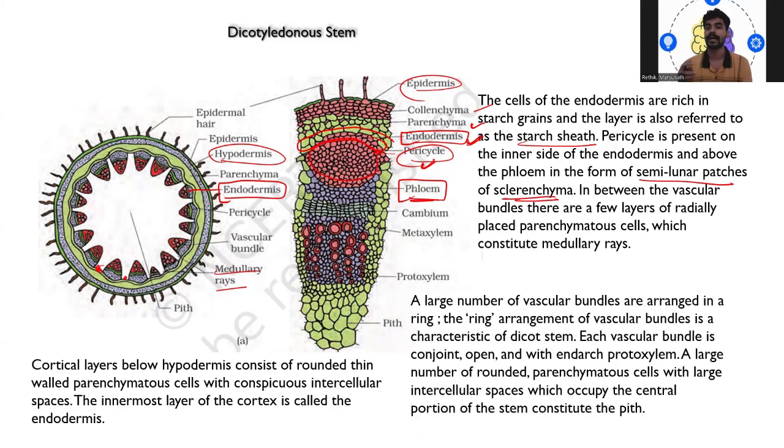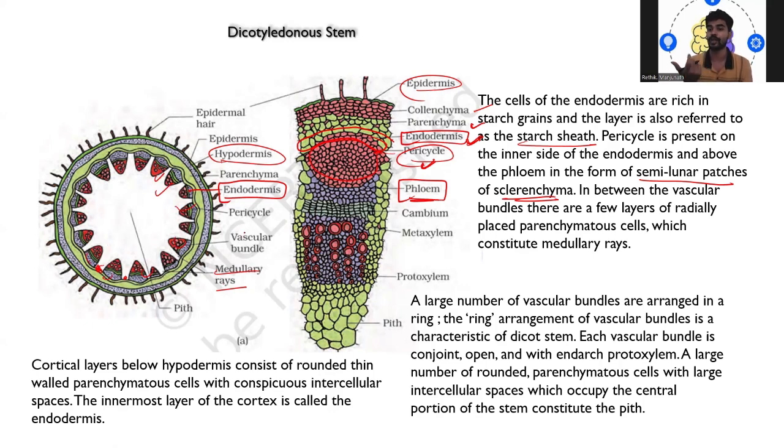The next point is that a large number of vascular bundles are arranged in a ring-like structure. This ring arrangement of vascular bundles is a characteristic of the dicot stem. So if I need to identify that this structure is a dicot stem, how am I going to do it? By seeing the ring arrangement of these vascular bundles. How are they arranged? In a ring-like structure.